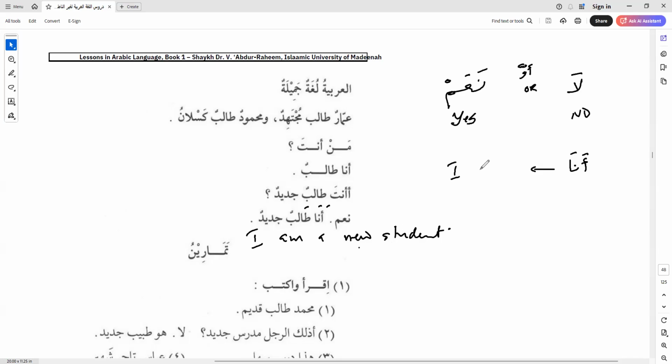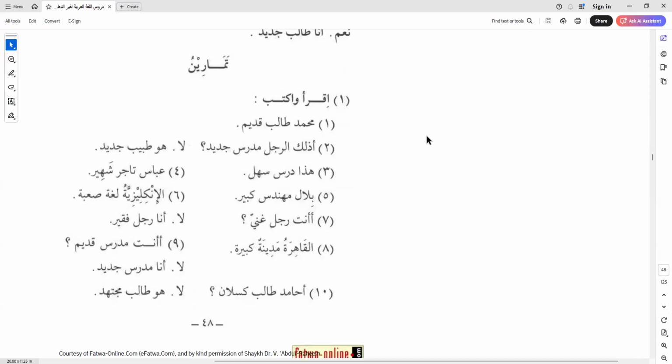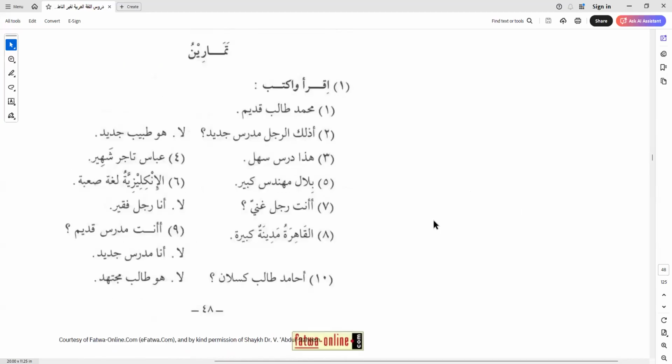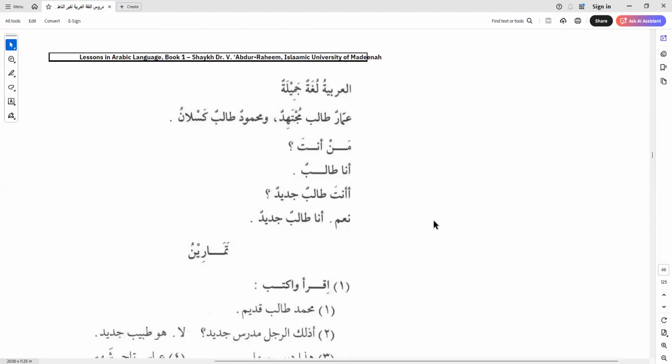So don't confuse أنا, I am, with أنت, you or you are. Just as we say I am in Arabic, anta means you are. Remember, anta is for masculine singular. Very, very important. اقرأ واكتب, read and write. So we're going to look at that later on, inshallah. This is a very useful passage.